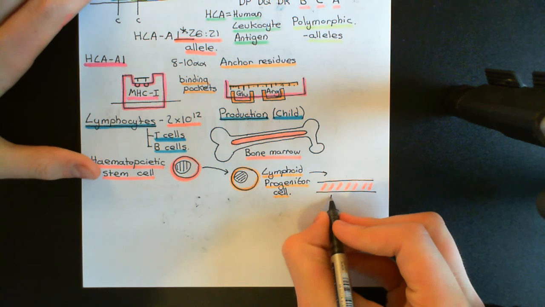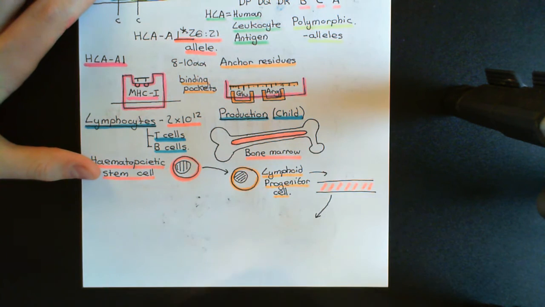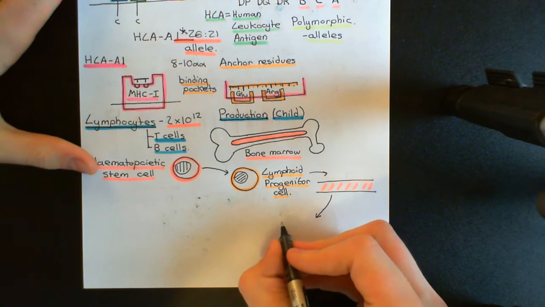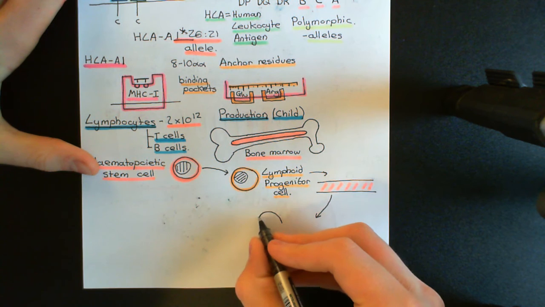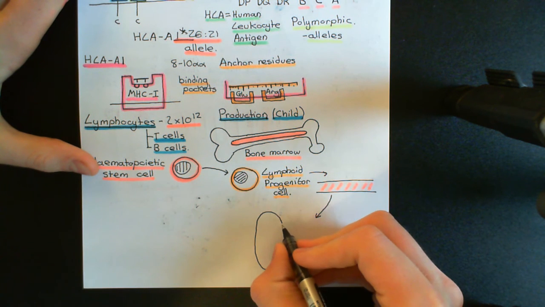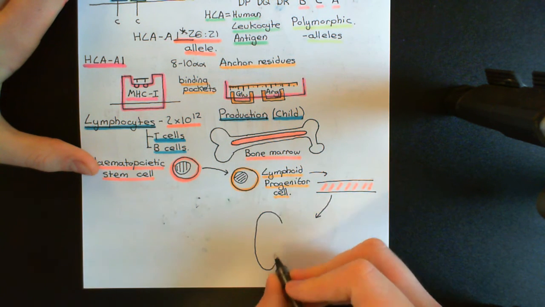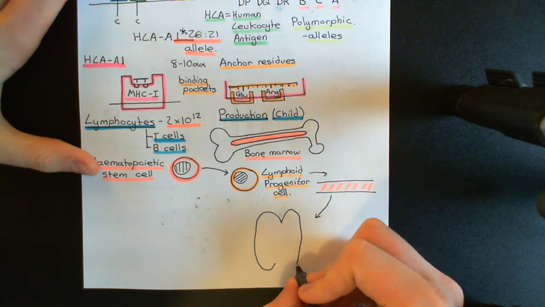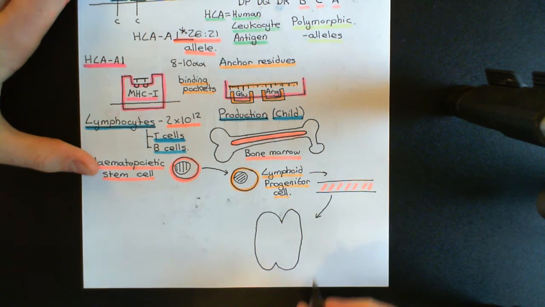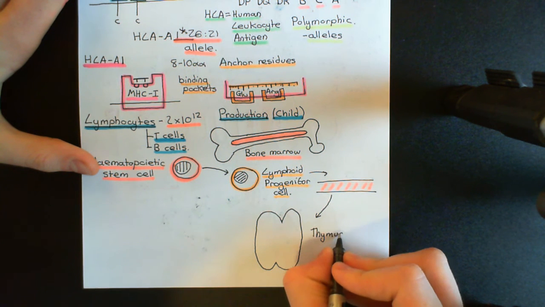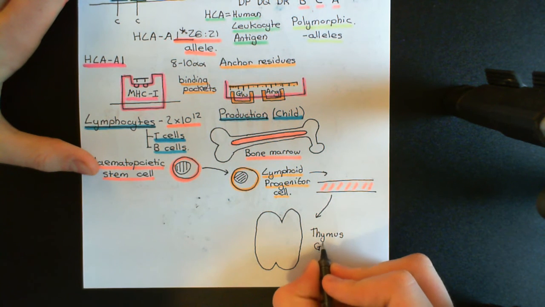Okay, so let me draw a picture then of what a thymus gland looks like in a child. So a thymus gland, it looks like a butterfly. So here is my picture of the thymus gland. It's similar to the thyroid gland, but with a much thicker connection between the two sides. So this is representing the thymus gland, and the thymus gland sits in between the two lungs.